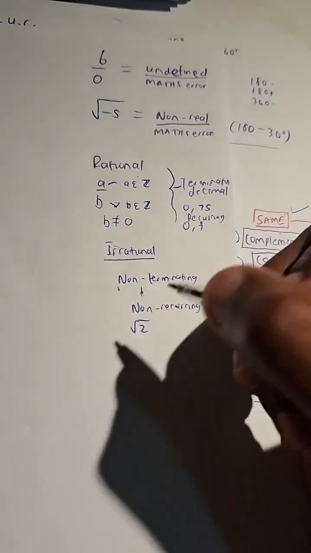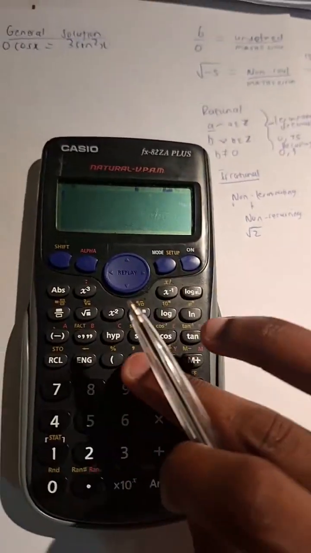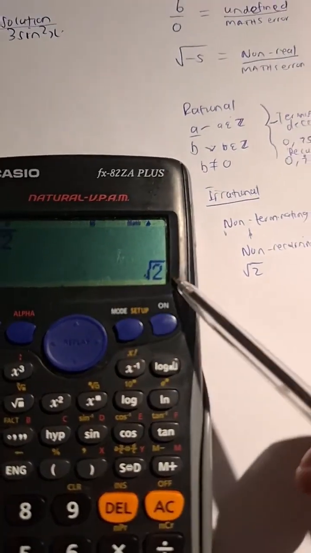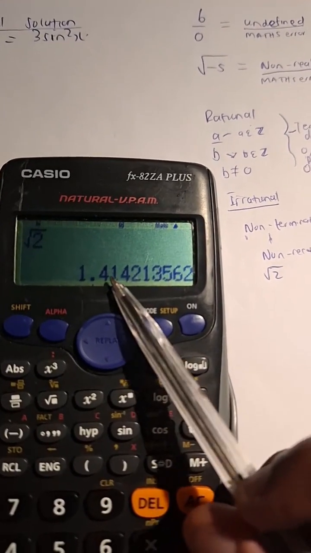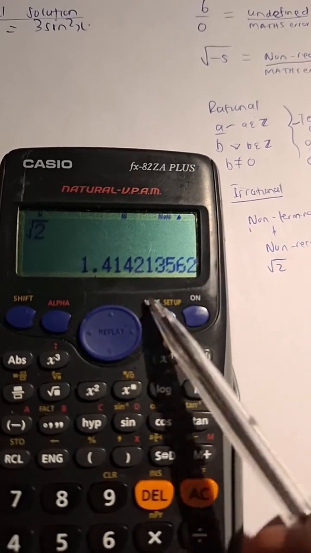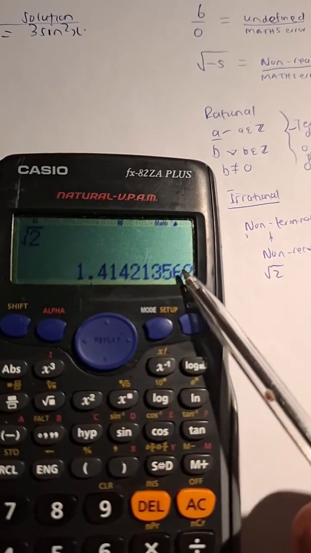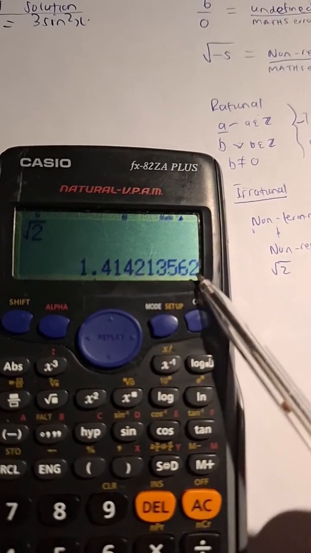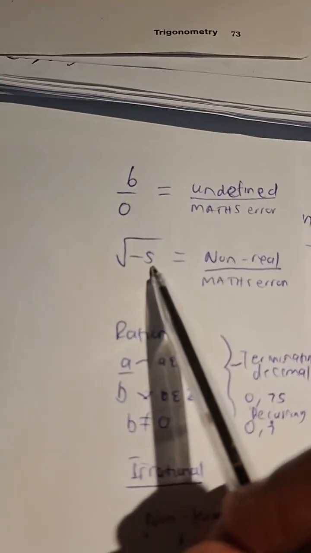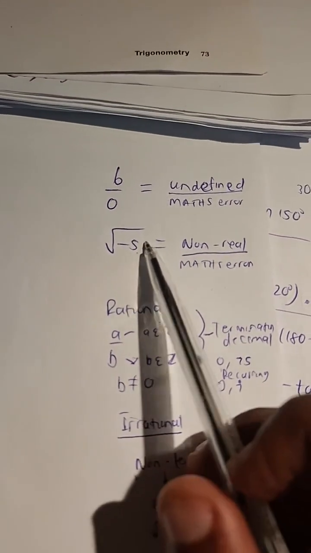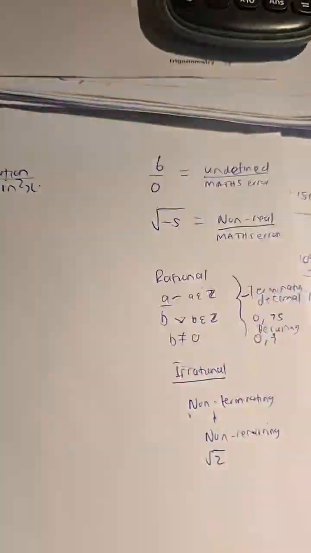Like the square root of 2. If you put it in your calculator, the number inside the square root is not a perfect square, so the decimal has no repetition of numbers. It just goes on forever and ever. It's non-recurring, meaning no repetition, and non-terminating, meaning it doesn't stop. So those are irrational numbers. You can't say the square root of -5 is irrational, because it's a non-real number.